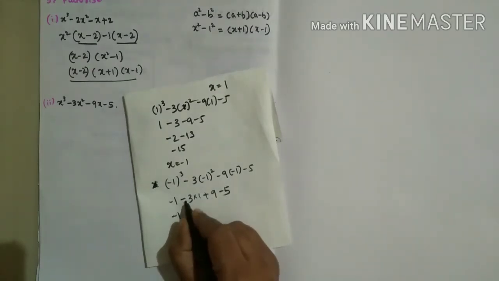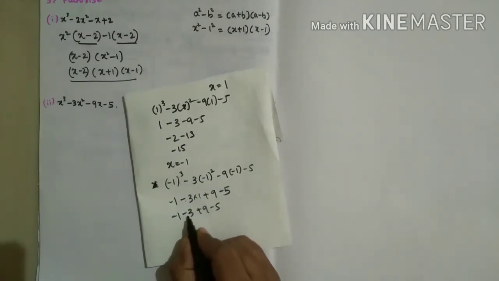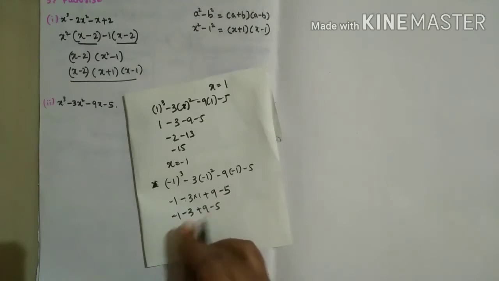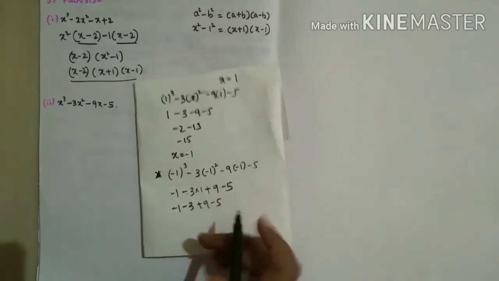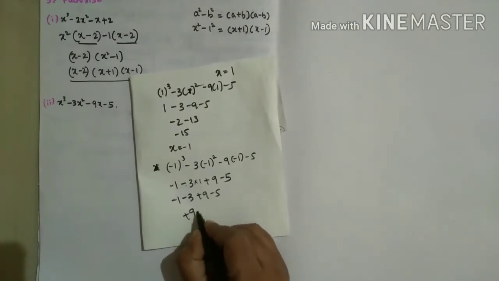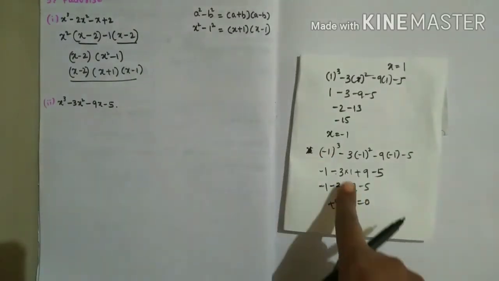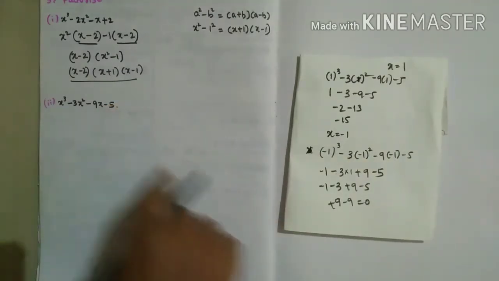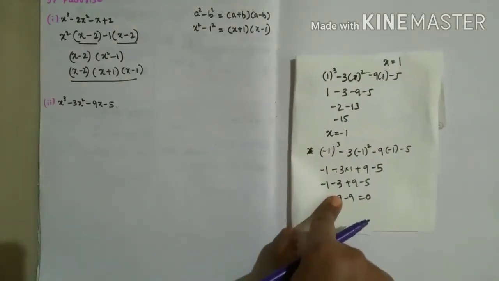Here minus 1, minus 3 into 1 is minus 3, plus 9, minus 5. Now minus 1, minus 3, minus 5, all the negative numbers you add. Minus 1 minus 3 is minus 4, minus 4 minus 5 is minus 9, plus 9 will become 0. Therefore x is equal to minus 1 is a 0 of this polynomial. So I will write x is equal to minus 1. This one is by the inspection method.